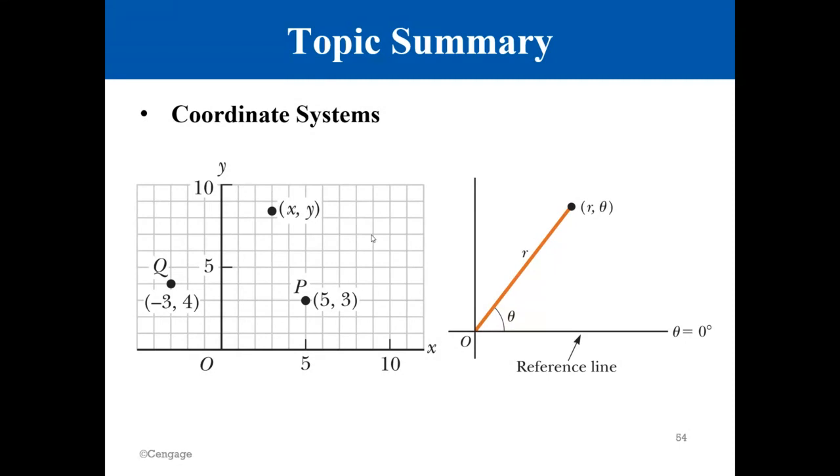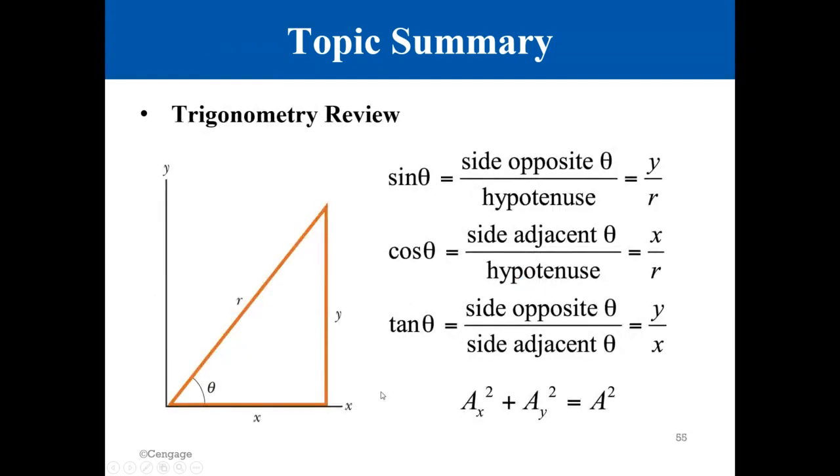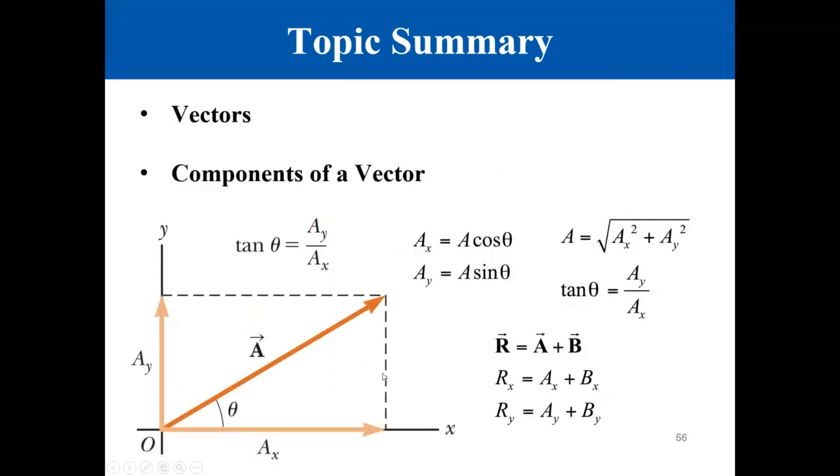We learned about the coordinate system that we need to describe the location of any object, whether it is at rest or in motion. We learned about the Cartesian coordinates and the polar coordinates. We learned how to go from one system to another. So x is r cosine theta and y is r sine theta. This is how we move from polar to Cartesian coordinates. We also reviewed the basic trigonometric functions, the sine, the cosine, and the tangent, and also the Pythagorean theorem. We learned about vectors, how to add them, how to subtract them, how to multiply them, and divide them.